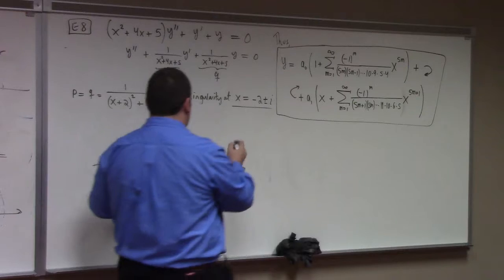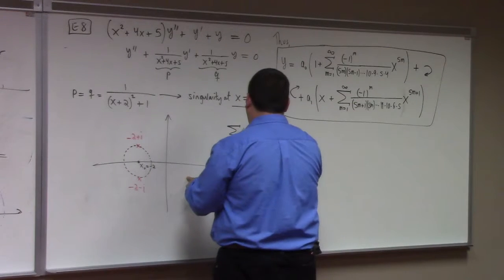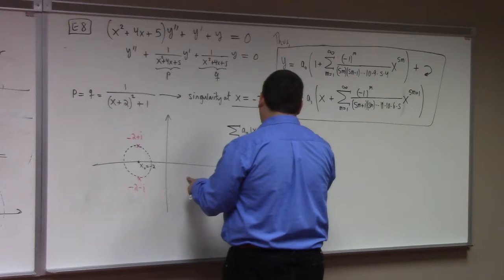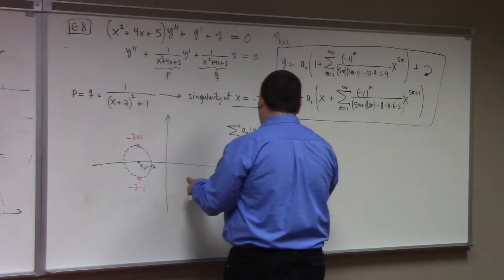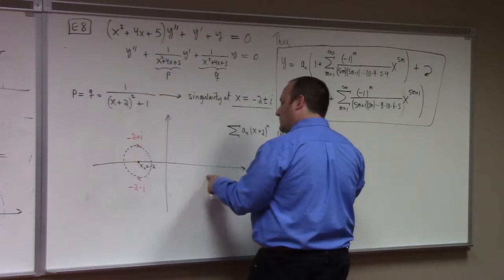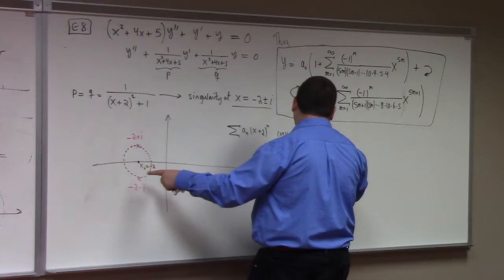And so if I looked at the sum a sub n times x plus 2 to the n, it will converge on -3 to -1.